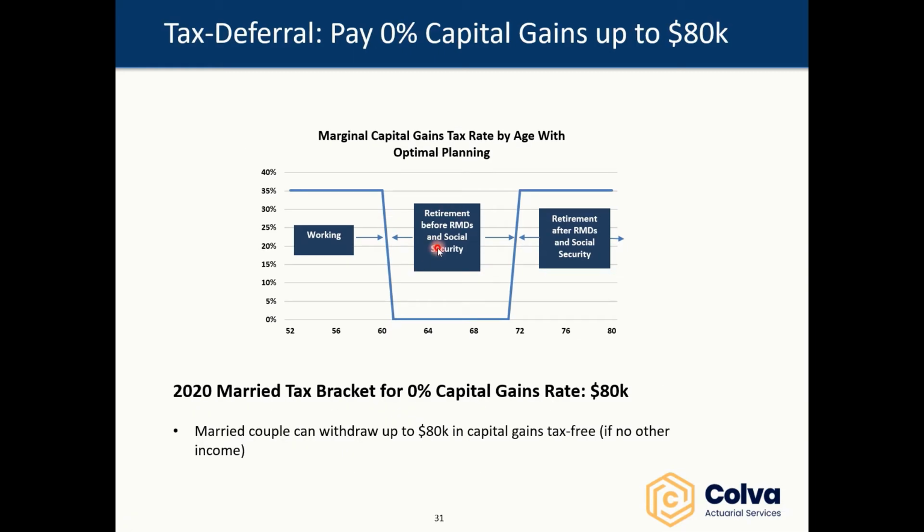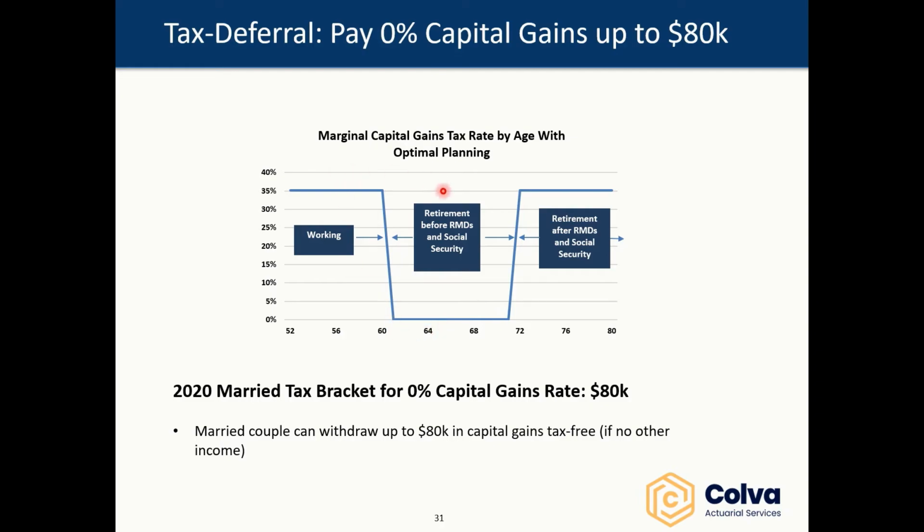One thing I did want to leave you to understand is that there is an opportunity to pay 0% on capital gains up to $80,000 a year if you're married, right? And how do we do that? Well, again, we talked about this window in optimal tax planning. If you defer taxes and you're in retirement, you have no income coming in, right? The first $80,000 of capital gains will be tax-free. Again, this assumes you take no other income.